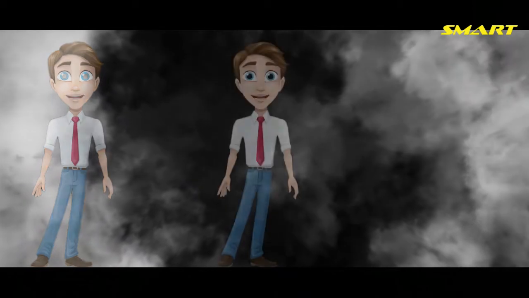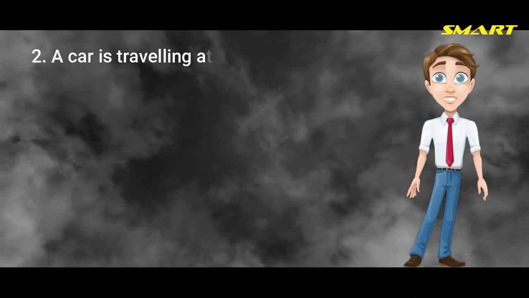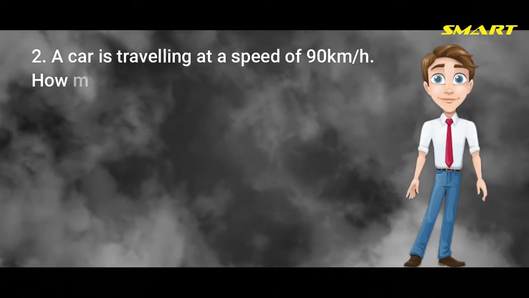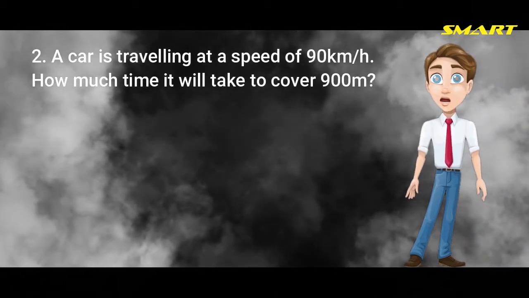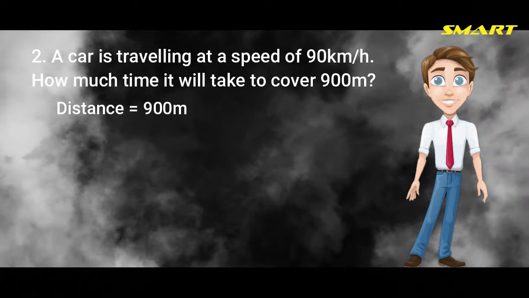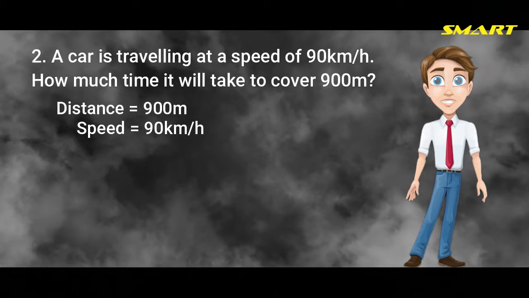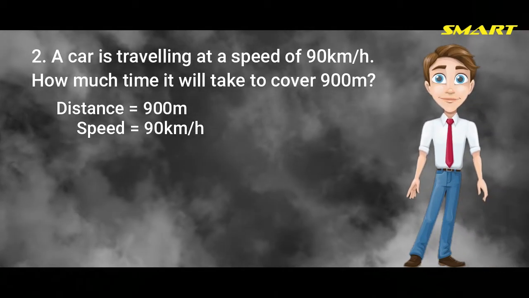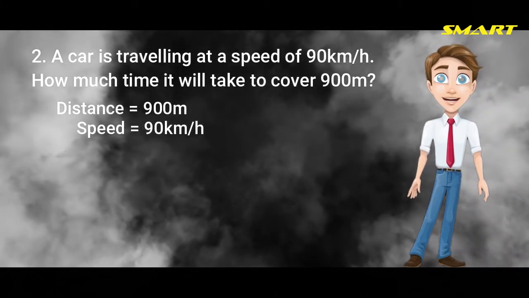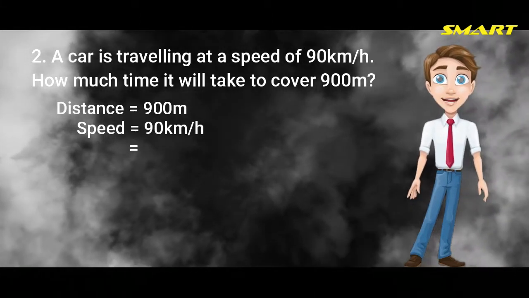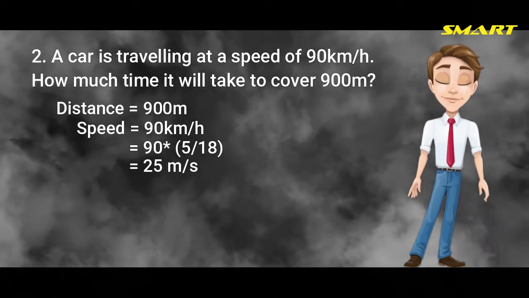Okay. Now we can go for another question. A car is traveling at a speed of 90 km per hour. How much time will it take to cover 900 meters? In this question, distance is 900 meters and speed is 90 km per hour. If we check the values, the units are different. So for equating the units, I have to multiply 90 km per hour by 5 by 18, so we'll get the answer in meter per second. So 90 into 5 by 18, simply we get 25 meter per second.